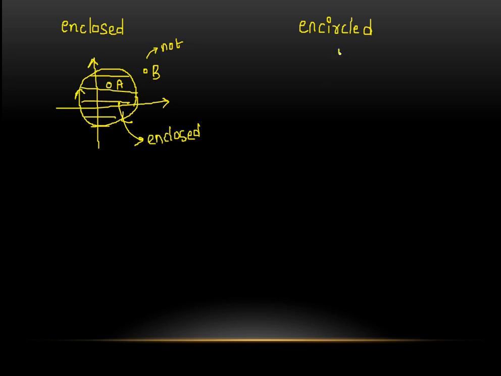Similarly, what does encirclement mean? If you take any point A or point B, the point is said to be encircled by a closed path if it is found inside the path. If you find any point inside this path, then this point is said to be encircled.